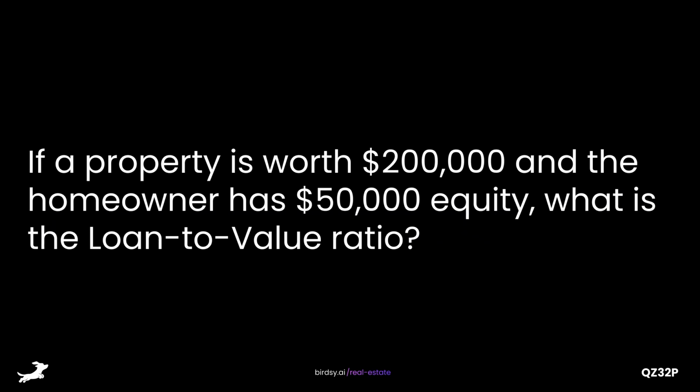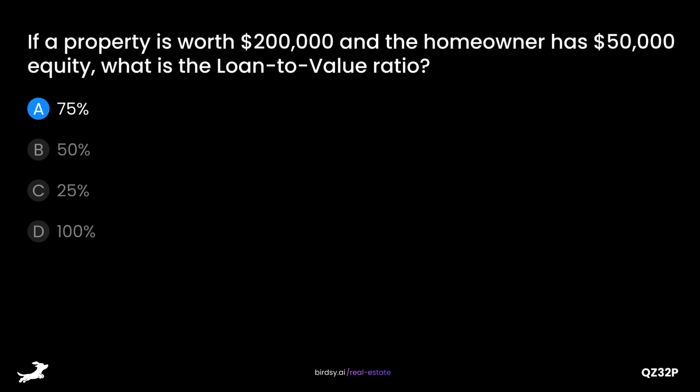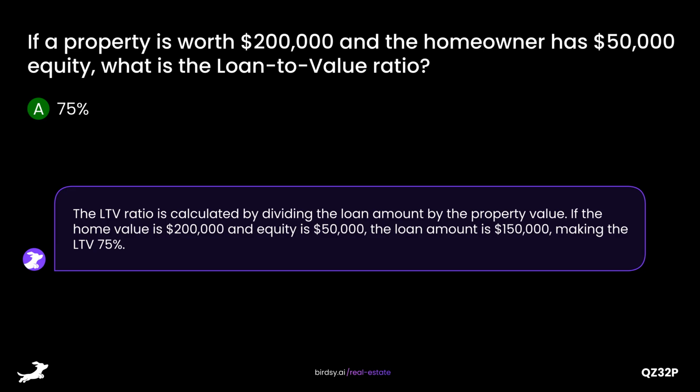If a property is worth $200,000 and the homeowner has $50,000 equity, what is the loan-to-value ratio? Is it A, 75%, B, 50%, C, 25%, or D, 100%? The answer is A, 75%. The LTV ratio is calculated by dividing the loan amount by the property value. If the home value is $200,000 and equity is $50,000, the loan amount is $150,000, making the LTV 75%.